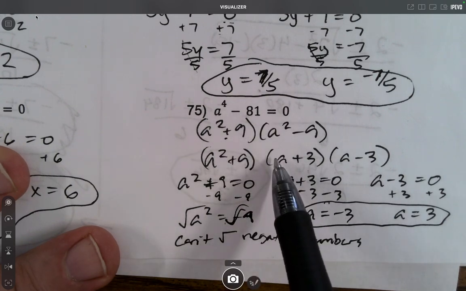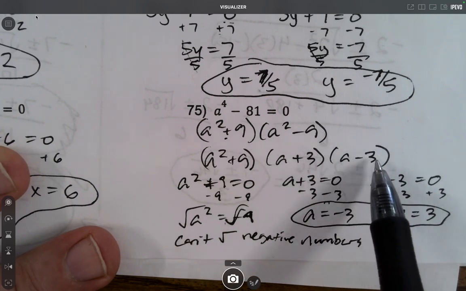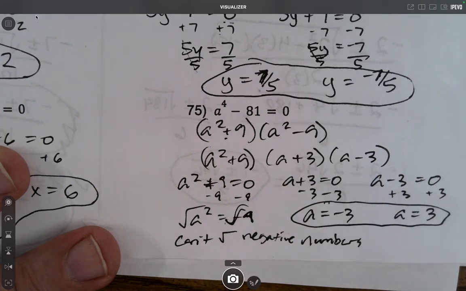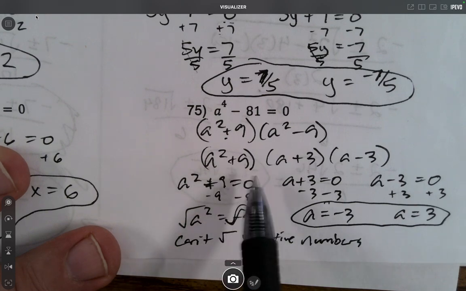Square root of a squared is a. Square root of 9 is 3. Then we give one a plus and one a minus. Now it turns out this one will never equal 0. A squared plus 9 can never equal 0.